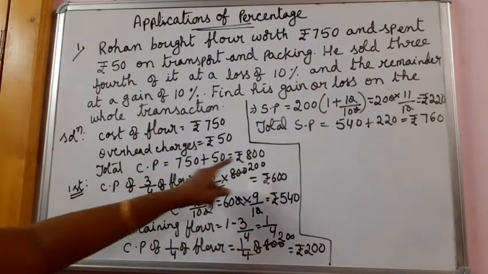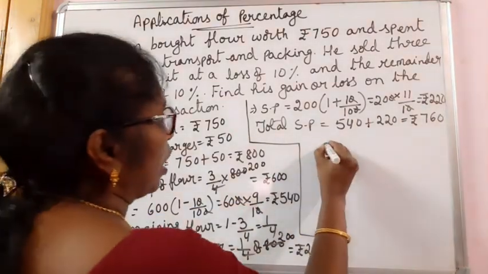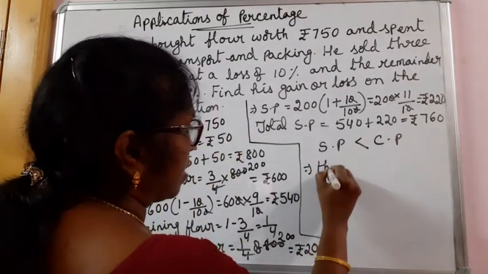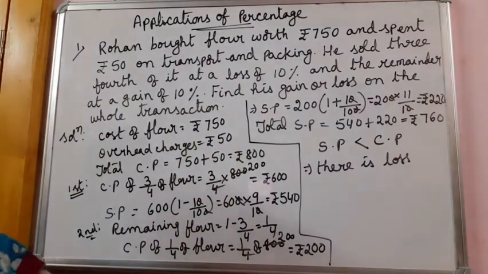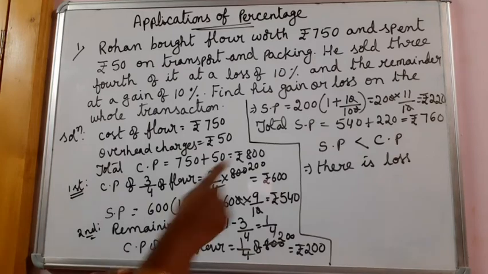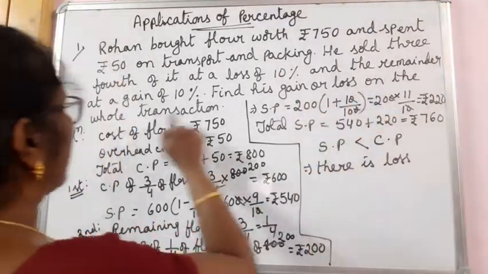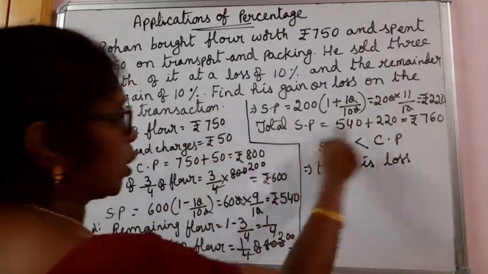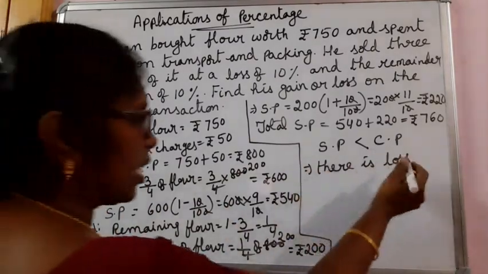Here total cost price is 800 rupees, total selling price is 760 rupees. So selling price is less than cost price, which implies there is a loss. If SP is less than CP, there is loss. If SP is greater than CP, there is profit. Our question is to find his gain or loss on the whole transaction. That's why we have taken total selling price and total cost price. So there is a loss.